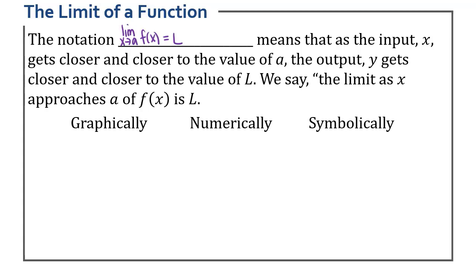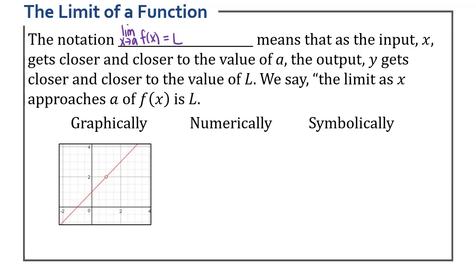There are 3 different ways that we can evaluate a limit: graphically, numerically, and symbolically. Graphically, we can look. So let's say that we were looking at this function. Let's call this red line function f of x, and we're looking at what happens as x approaches 1. What's going on with the function? As x is approaching 1 from either direction, the y value is approaching 2. So we'd say the limit as x approaches 1 of f of x is 2.